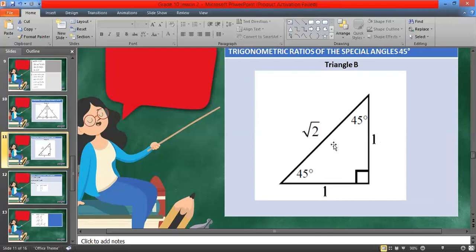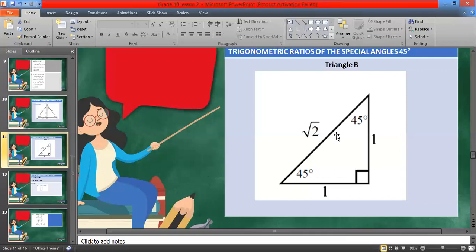Okay, and if you need cos 45, cos is adjacent over hypotenuse. Taking this as your angle 45, adjacent is 1 and hypotenuse is root 2. So cos 45 is 1 over root 2. So sine 45 is 1 over root 2, and cos 45 is 1 over root 2. In our subsequent class, we're going to see how come sine 45 is equal to cos 45. We're going to look at all these things in our subsequent class.